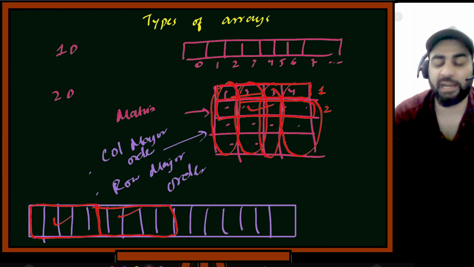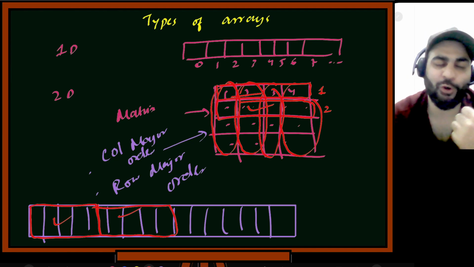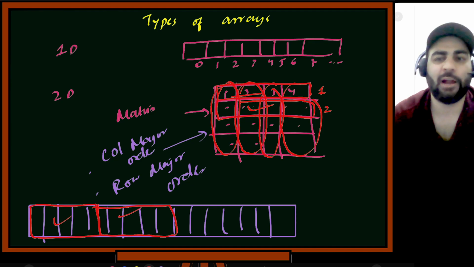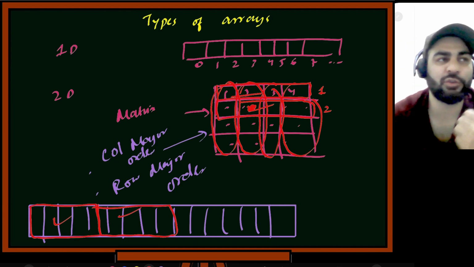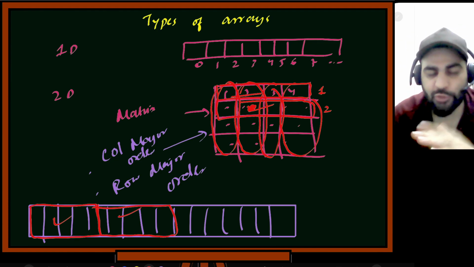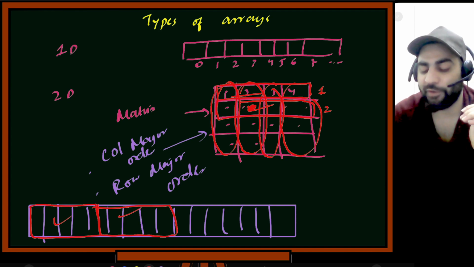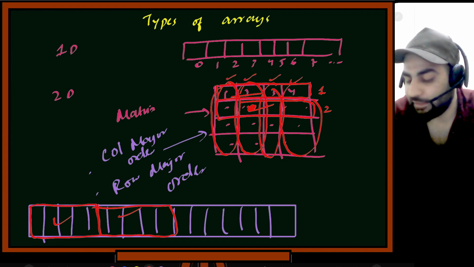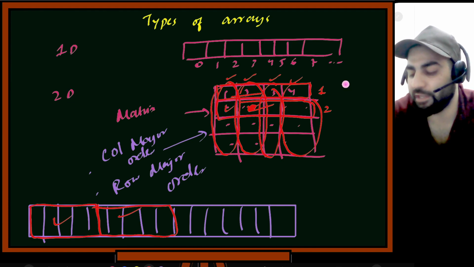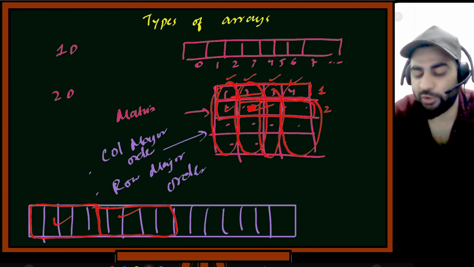Now, knowing whether the array is stored in column major order or row major order, you'll have to perform different calculations. Let's suppose you want to go to this element. To calculate its address, you must know whether the array is stored in row major or column major order. If it is stored in row major, the first address will be given to this, then second, third, fourth, then the fifth and sixth addresses will be given to this. So you will say 10 plus whatever the index is, and you'll perform the calculation accordingly.